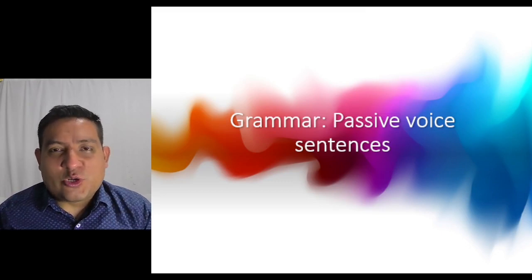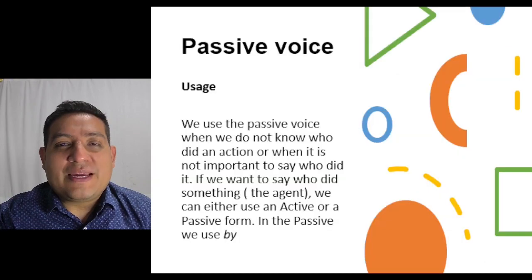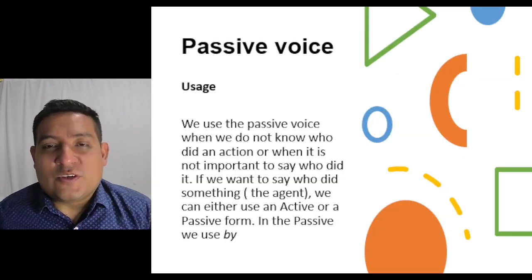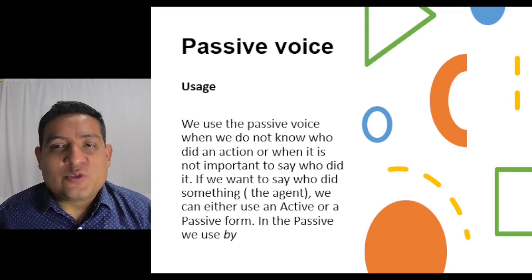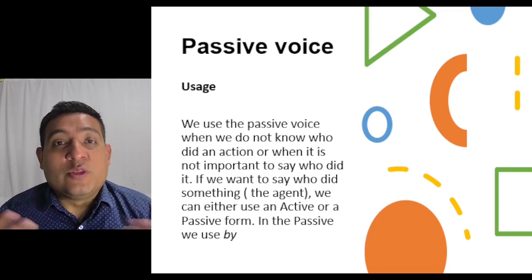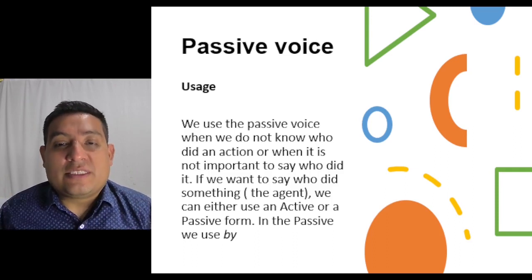Hi, in this lesson we're going to learn how to use the passive voice in English. Let's begin by defining the usage of the passive voice. First of all, we use the passive voice when we don't know who did an action or when it's not important to mention who did it.